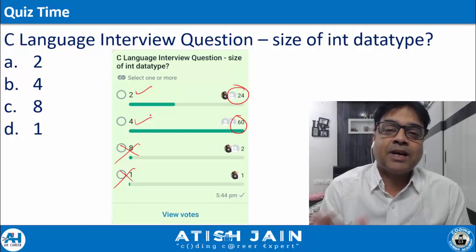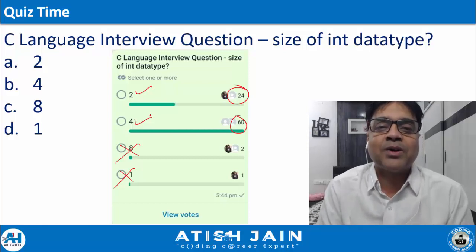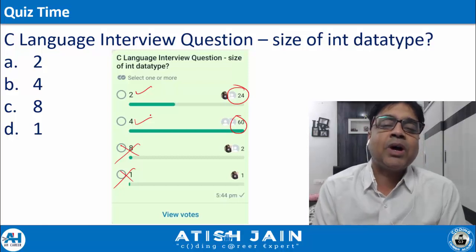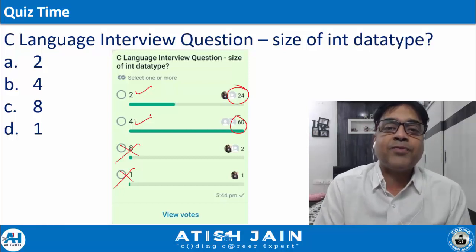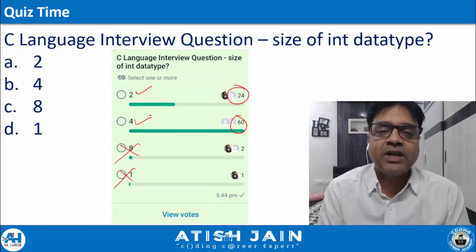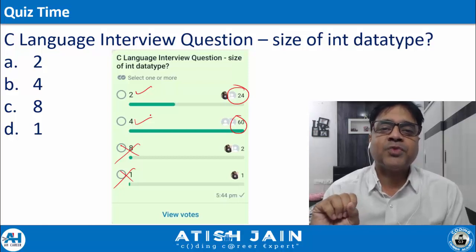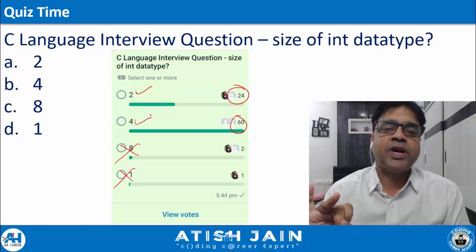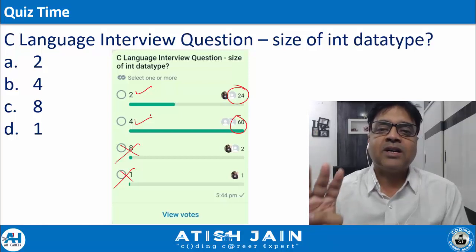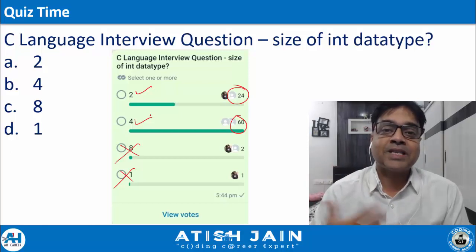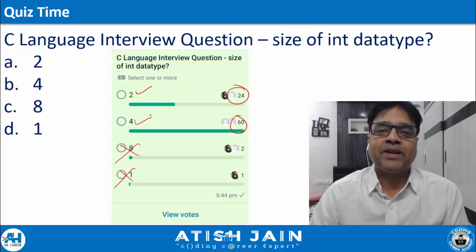Of course, the compiler plays a very important role, but before you answer this question, you need to have knowledge of modifiers also. There are 5 modifiers in the C language. The first one is signed, the next one is unsigned, next we have short, long and long long. And these modifiers decide the size of a data type.